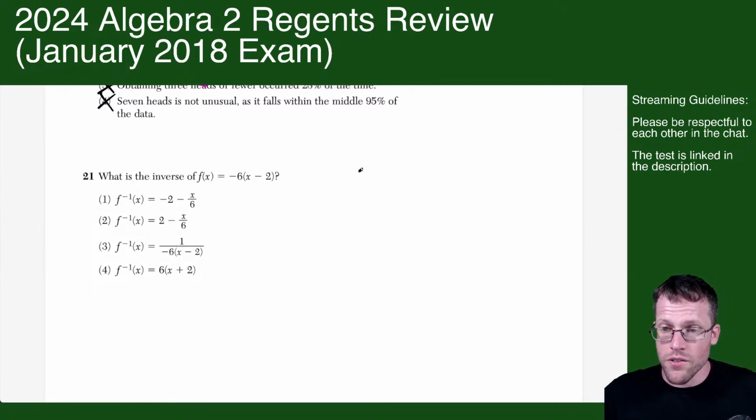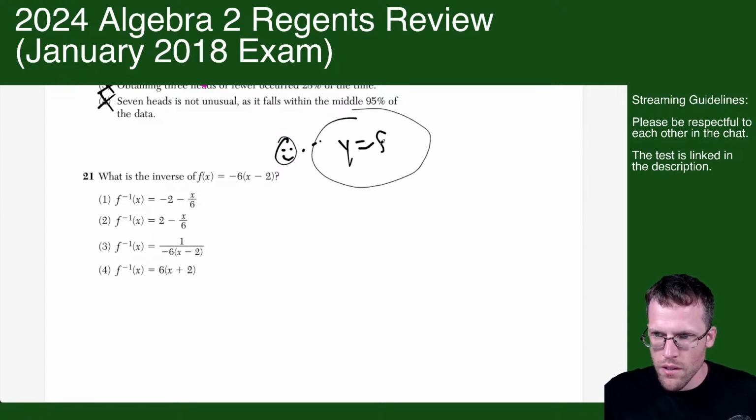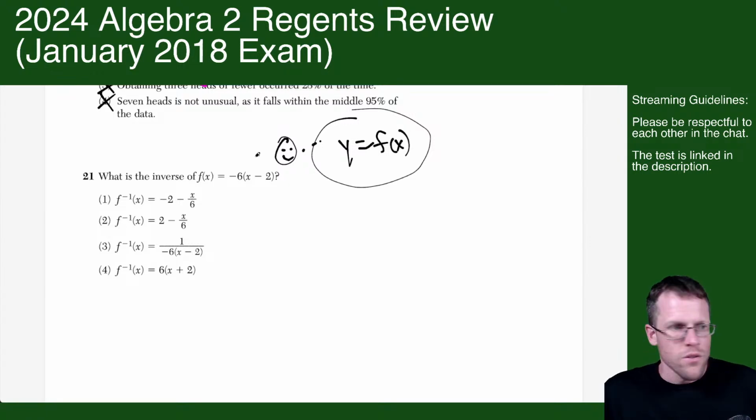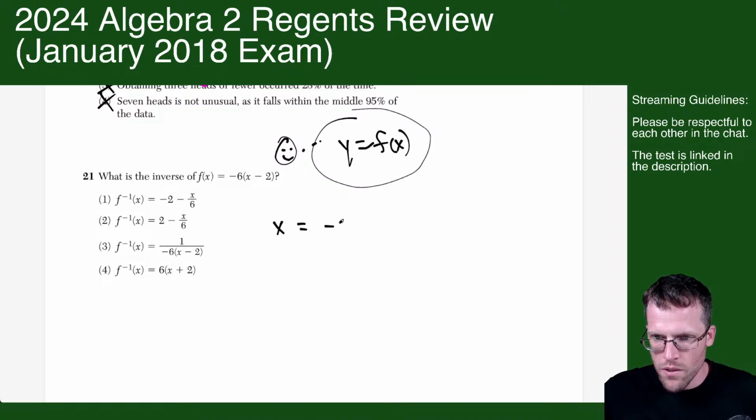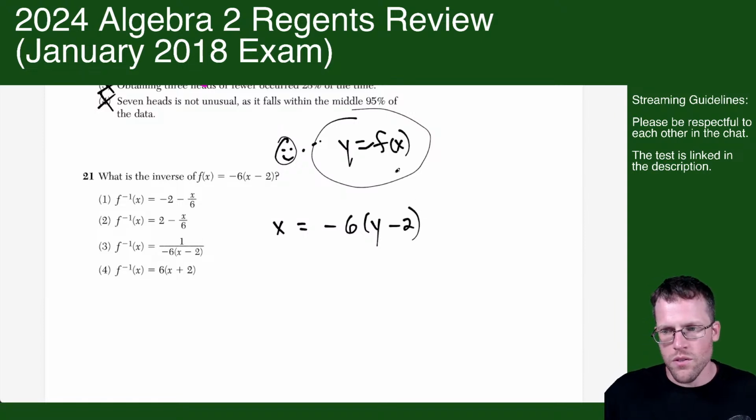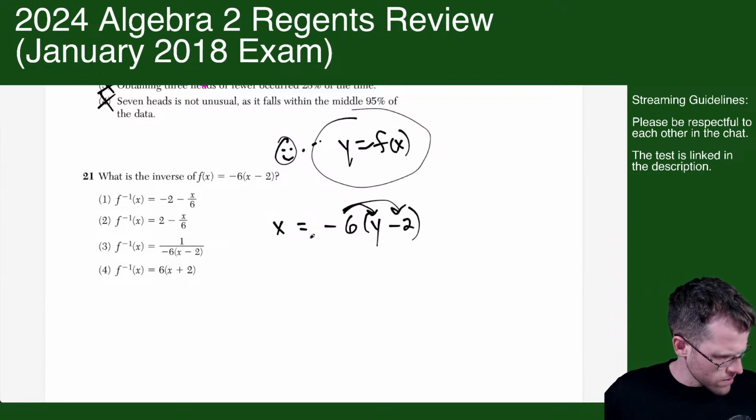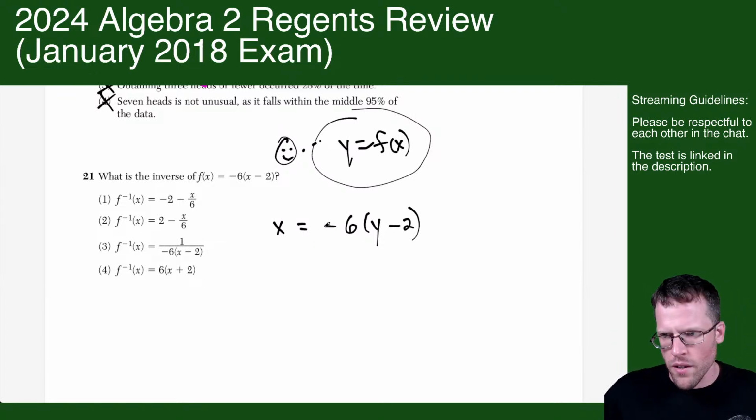Okay, what is the inverse? So what you do is, I just imagine this says y equals, because remember, y equals f of x. So what we're going to do is switch x and y. Instead of y equals this, I'm going to say x equals -6 times (y minus 2). And then what we do is we solve for y. From here, I could distribute. I could also divide by -6. Yeah, you know what? I'll show that way.